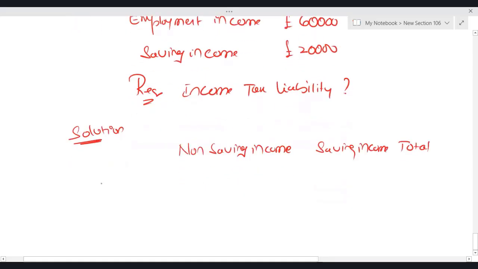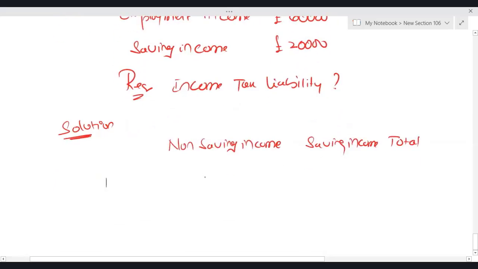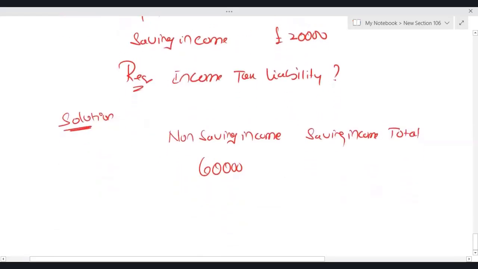Employment income, we know that is non-saving income. Just to save the time, employment income is 60,000. Saving income is 20. So the total is 80.